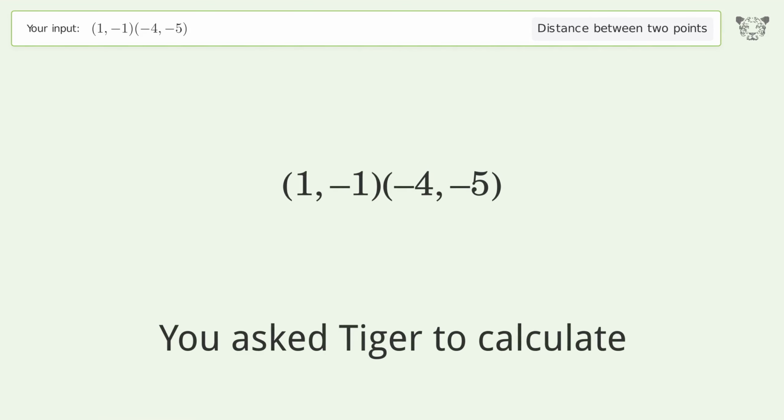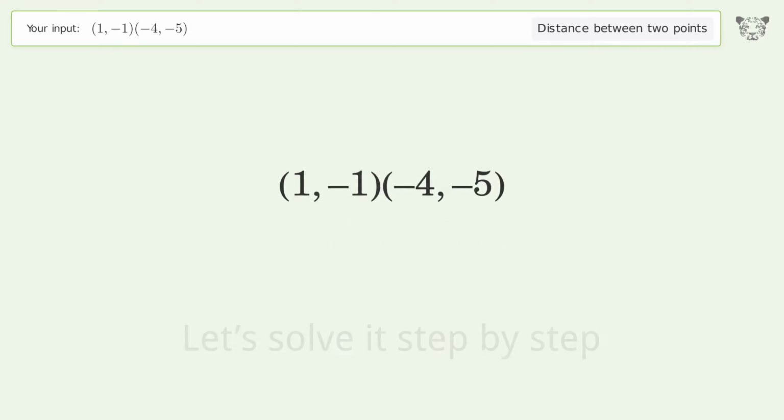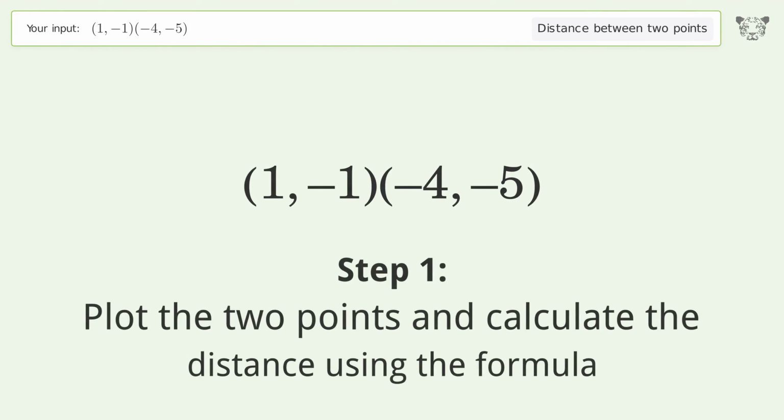You ask Tiger to calculate the distance between 2 points. The distance between the 2 points is the square root of 41, or 6.403. Let's solve it step by step. Plot the 2 points and calculate the distance using the formula.